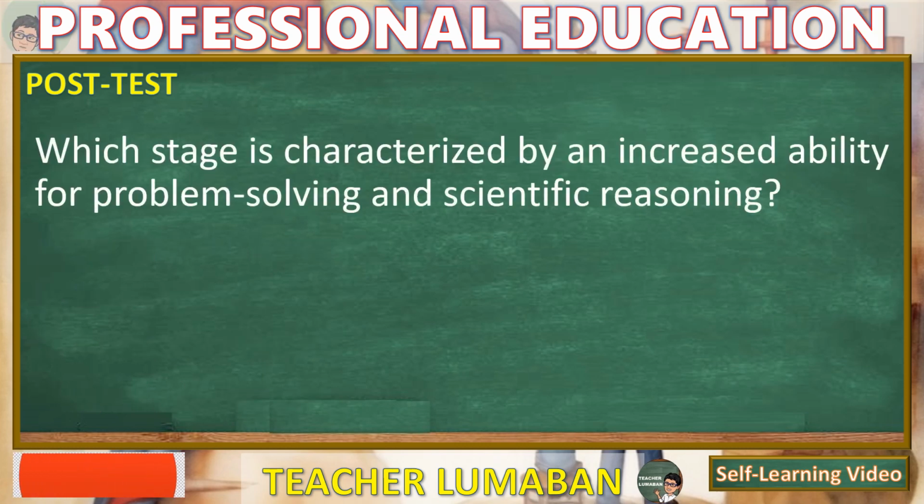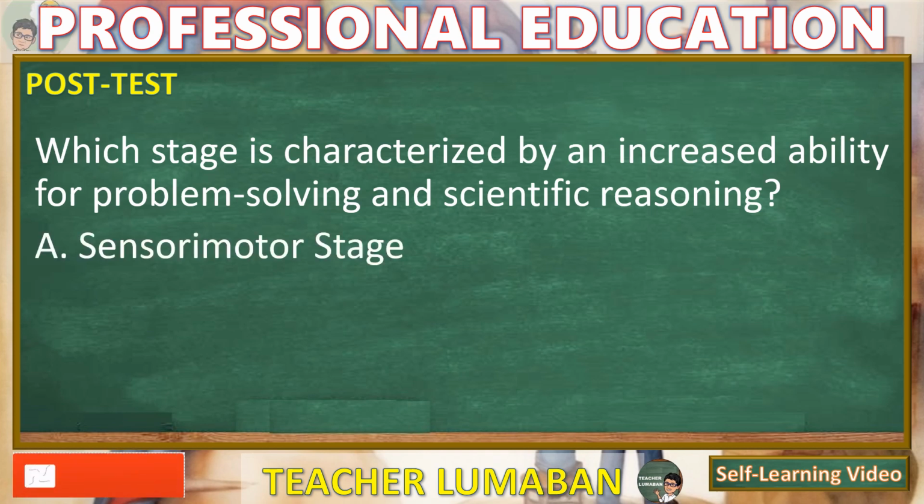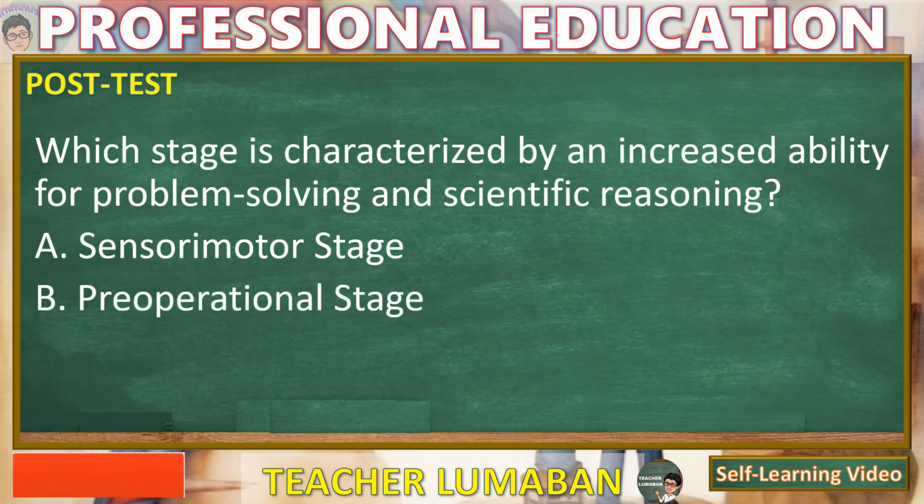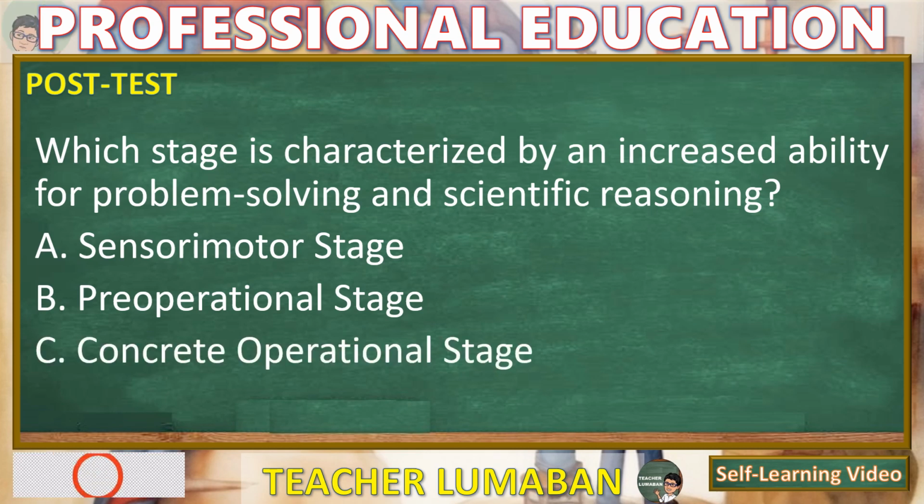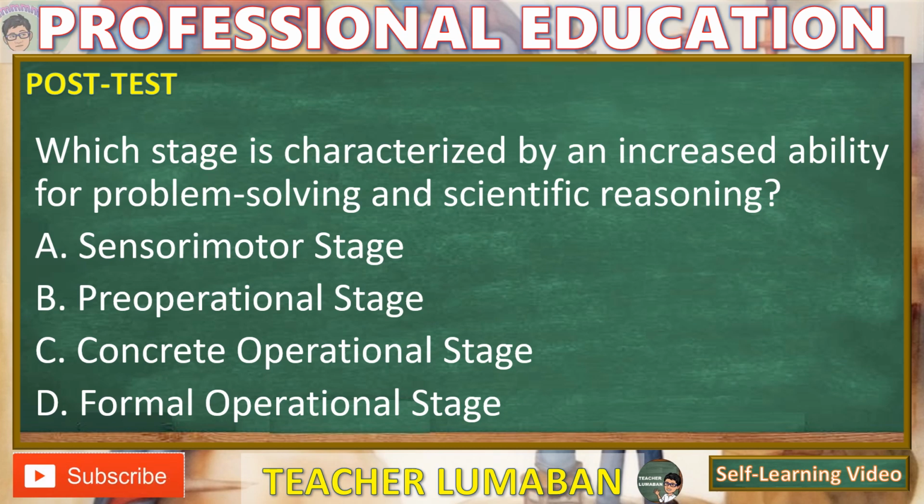Which stage is characterized by an increased ability for problem-solving and scientific reasoning? A. Sensorimotor stage. B. Preoperational stage. C. Concrete operational stage. D. Formal operational stage.